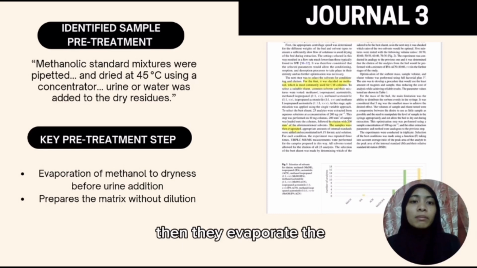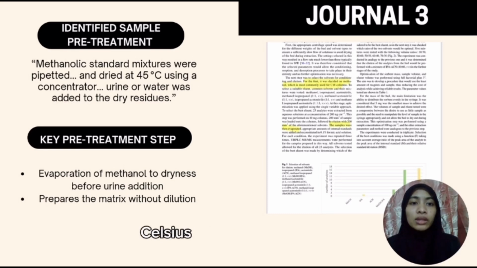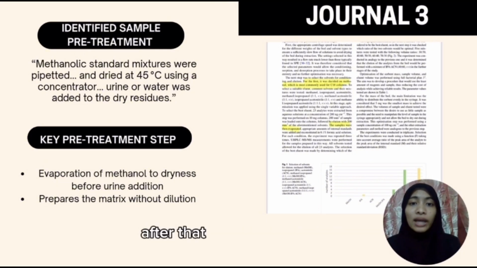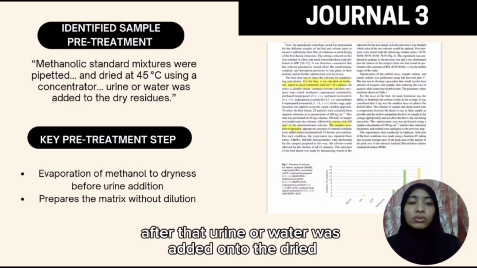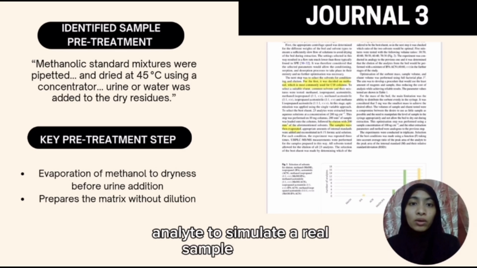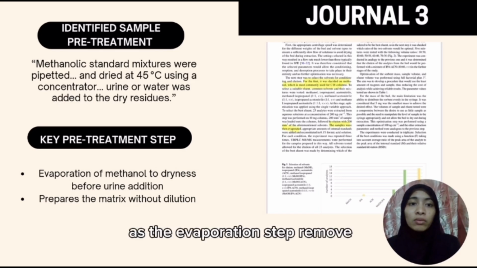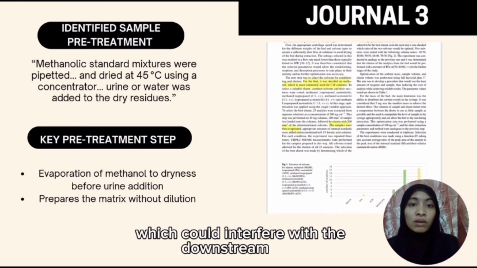Then they evaporate the methanol at 45 degrees Celsius using a concentrator, leaving behind a dry residue. After that, urine or water was added onto the dried analyte to simulate a real sample condition. This is considered a pretreatment as the evaporation step removes methanol, which could interfere with the downstream step.